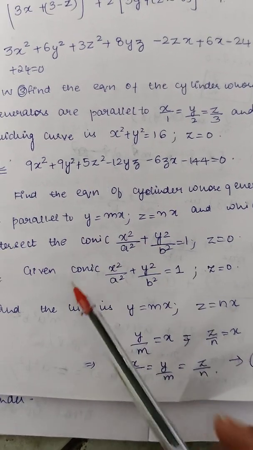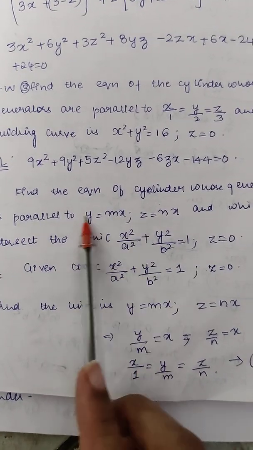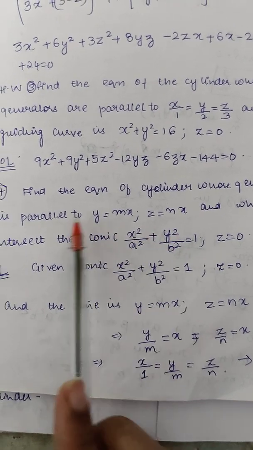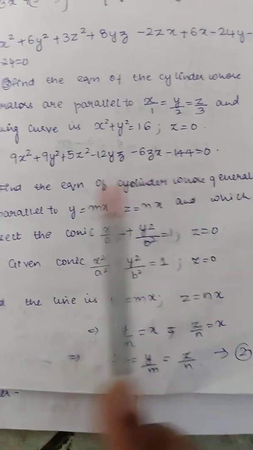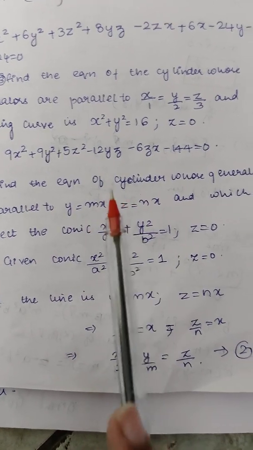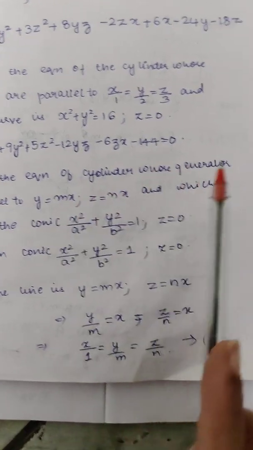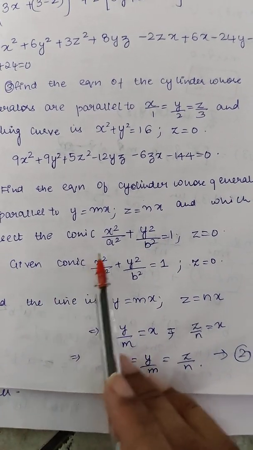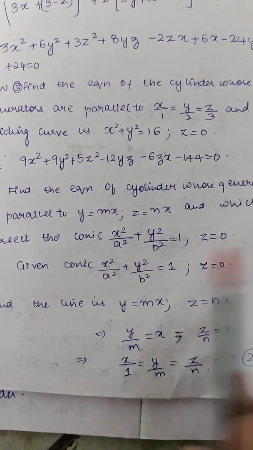So now, first I want to convert this line into the standard form so that I can pick up my elements, because my generator is parallel to this line. I am solving this line so that I get my DRs or DCs, which I can plug into my generator's denominator. So step 1, I'll just write down how my conic looks. I'm going to keep it aside.